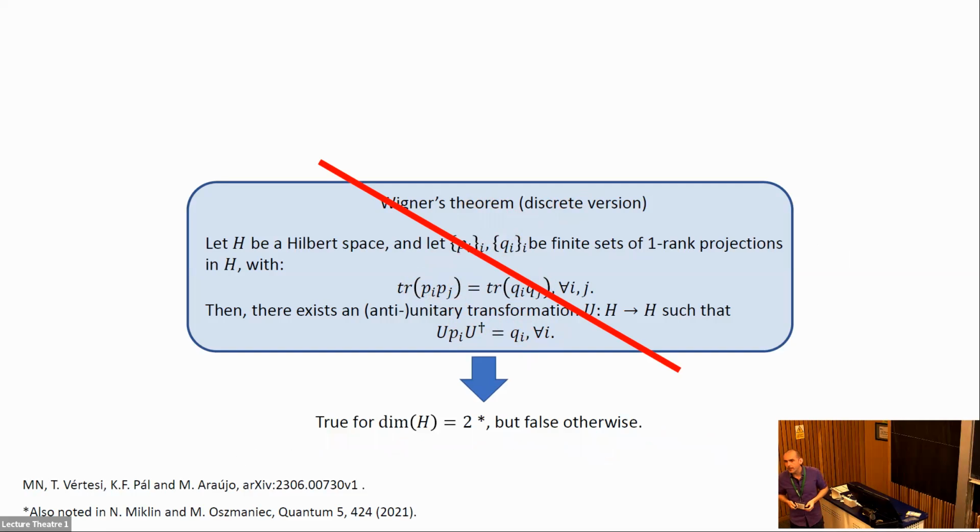And in the paper we show that this is only true for dimension 2. In dimension 2 this is true. In dimension 3 we already have counterexamples. Actually it's cool. In the paper we show that if you take 3 random pure states in dimension 2 and then you embed them in dimension 3, then it's not true.